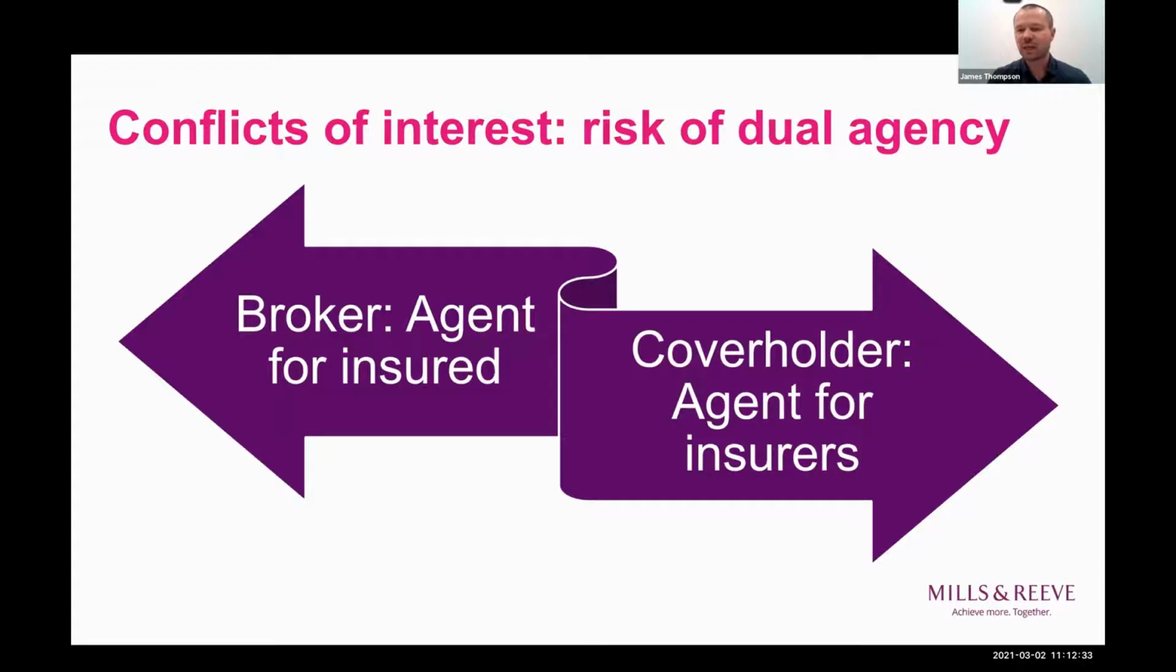And just to flag the real danger, if you find yourself in a situation where you are a cover holder as the agent for an insurer, but you may also have held yourself out as a broker acting as an agent for a policyholder, in any dispute between the policyholder and the insurer, you're going to find yourself having to deal with a conflict of interest because it will be impossible to act in the best interests of both of those parties. So I just wanted to flag that as a particular issue on conflict. We can move on to the next slide.